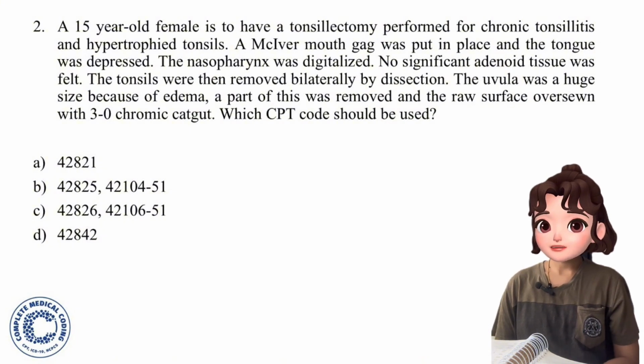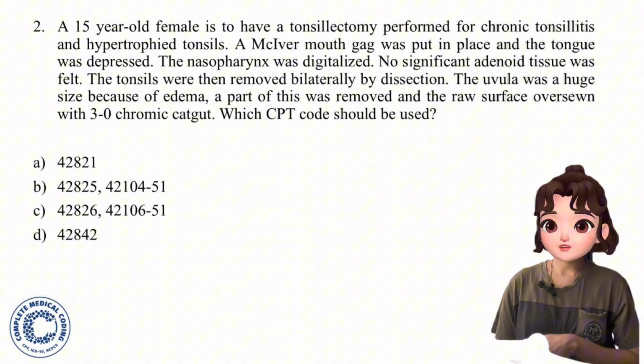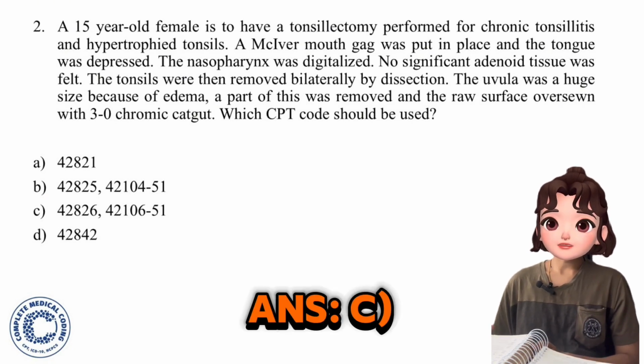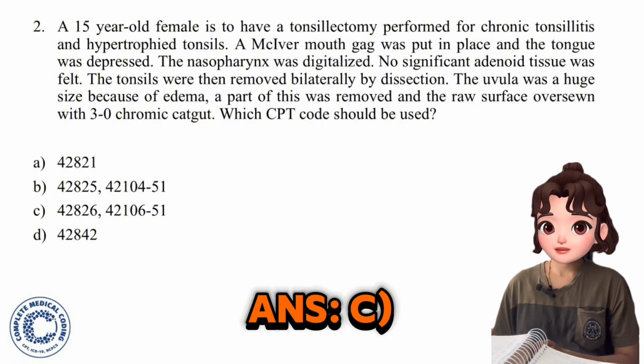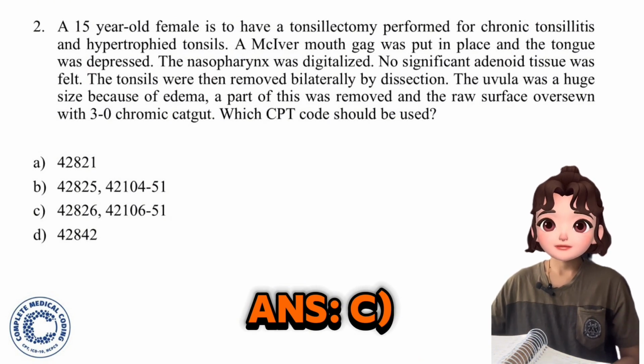See, in option A, 42821 is tonsillectomy and adenoidectomy. Here there is no adenoidectomy performed. Only the part of uvula was removed. So you can't say it is a full adenoidectomy. So only tonsillectomy. So the correct code will be 42826 for tonsillectomy. So the correct answer here is option C, as discussed, 42826 for the tonsillectomy procedure and 42106 for the excision of part of the uvula, and append it with modifier 51 since it's a multiple procedure.